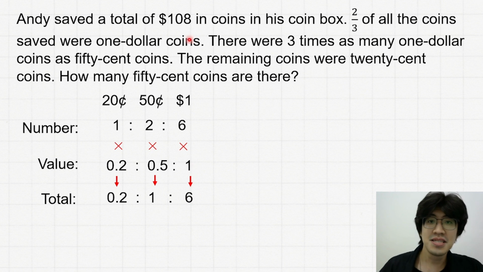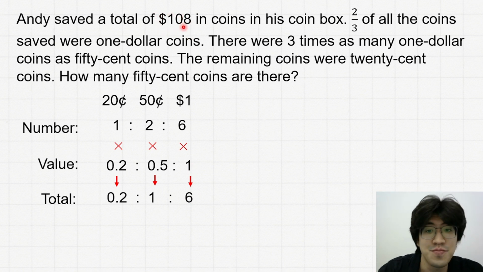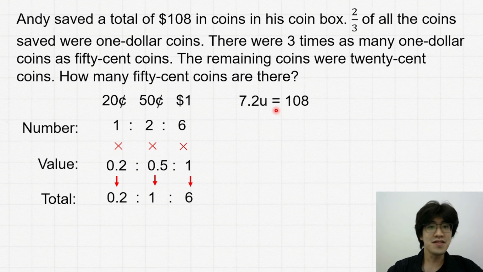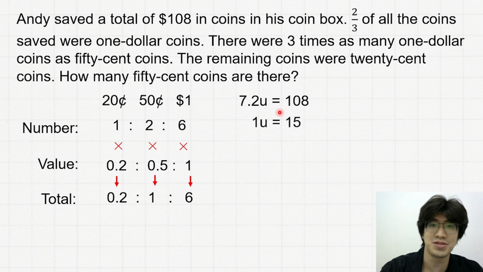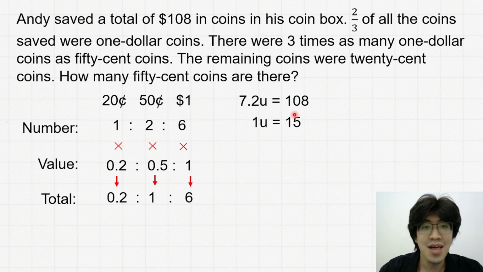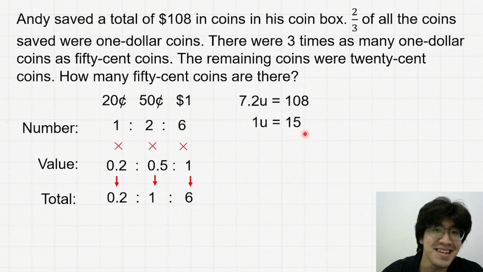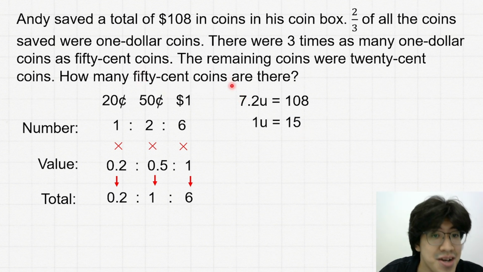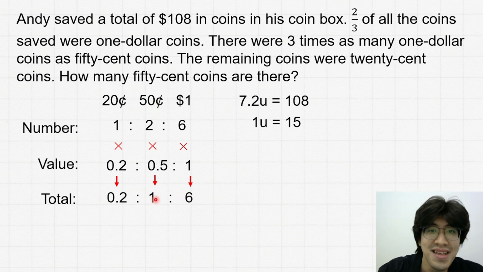Which means this 108 corresponds to what? This 108 corresponds to exactly over here 7.2 units in total. So 7.2 units is 108. I can figure out 1 unit to be 15. And with 1 unit equals 15, then at the end, what is the question asking? We're trying to find 50-cent coins. So over here, I know 1 unit is 15. So for 50 cents, I see that it is just 1 unit.